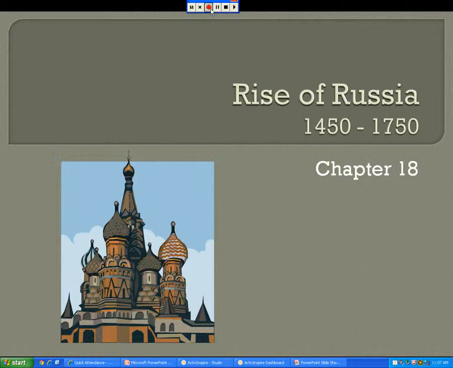But this is Russia during that same time frame. Now, before we left for the break, we were talking about all the things taking place in Europe during the same time frame. The Renaissance, the Reformation, the Scientific Revolution, the Age of Absolutism, the Enlightenment. All of that stuff is going on in Western Europe. We want to find out now what's happening in Russia on the other side of the continent.